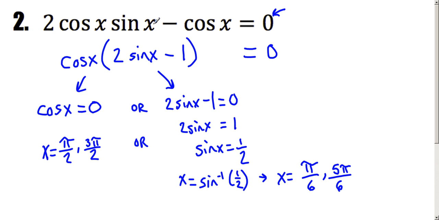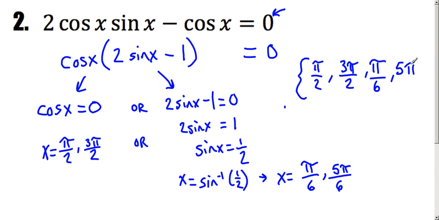Now, since we don't have any fractions here, there's no way that we can divide by 0. We don't have any square roots. We don't have any logs. We don't have any of those other restrictions to our domain. So if we plug in any of these 4 values, then we're going to get a good solution. So our answer is going to be the set that includes pi over 2, 3 pi over 2, pi over 6, and 5 pi over 6.